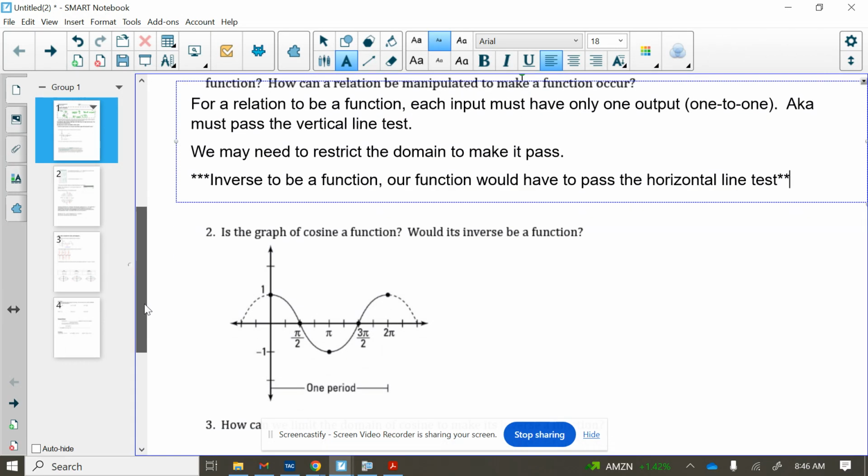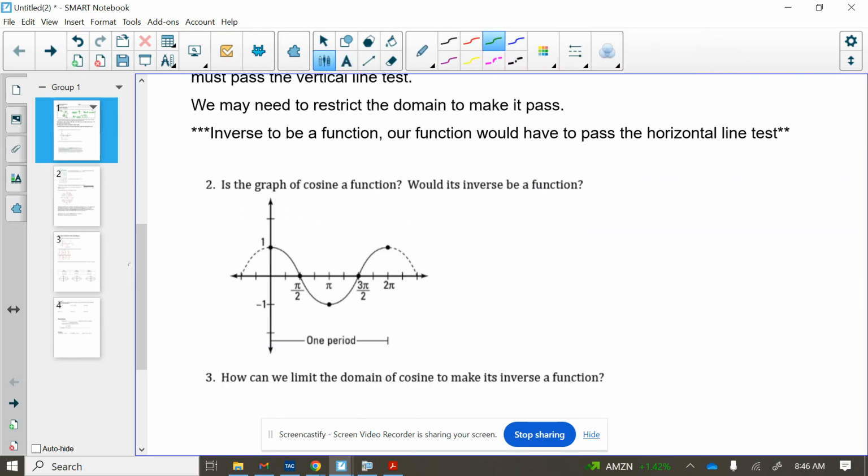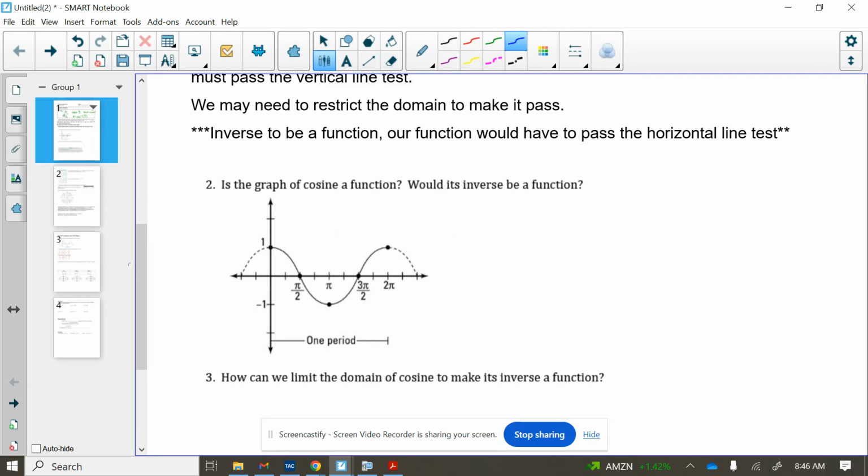Now, if we connect this to actually looking at this graph of cosine, is cosine a function? Well, the answer is yes, right? If we draw in all these vertical lines, it's passing that vertical line test. So we would say cosine is a function.